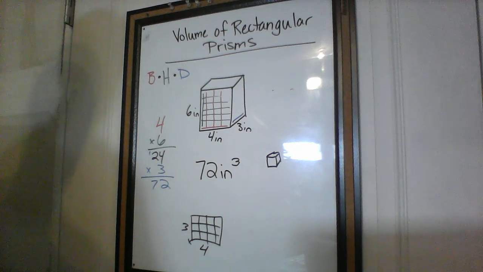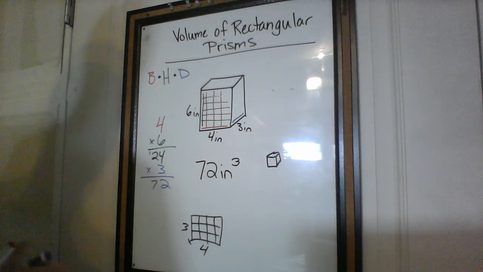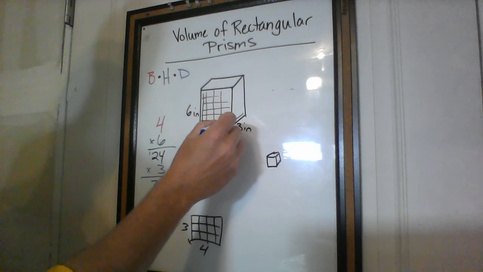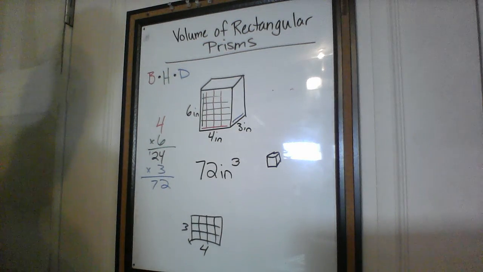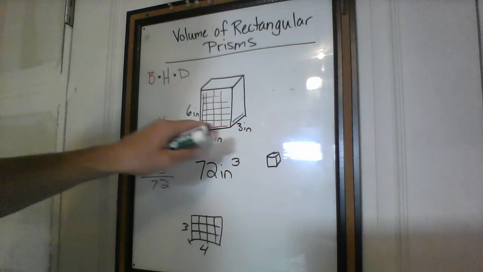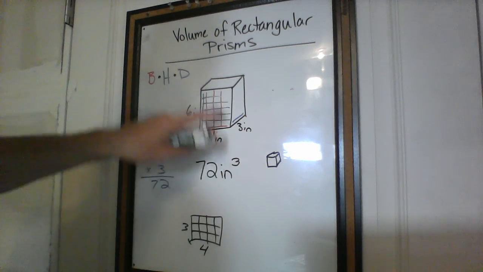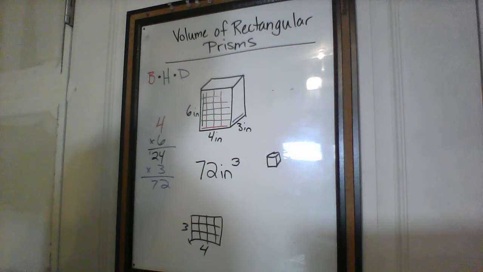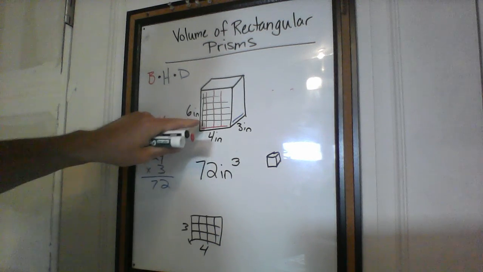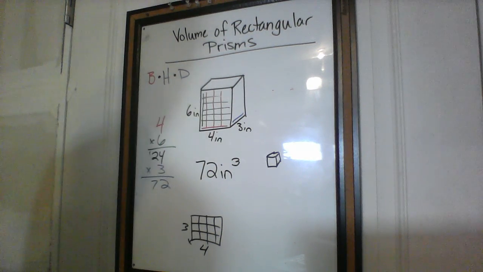Well, now we have the cubed part where we're going to have these going back and cutting through there. That's why we get cubed, because we're creating little cubes in there, and in this particular rectangular prism, we have 72 cubes that are going to be stacked inside of that rectangular prism.